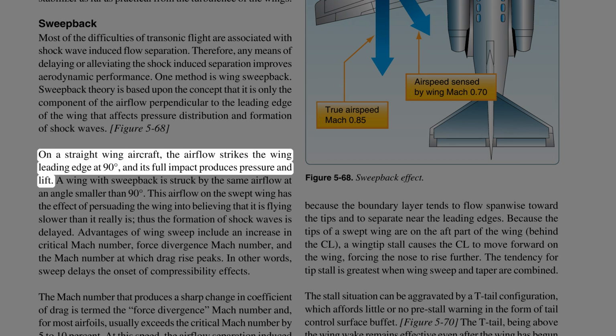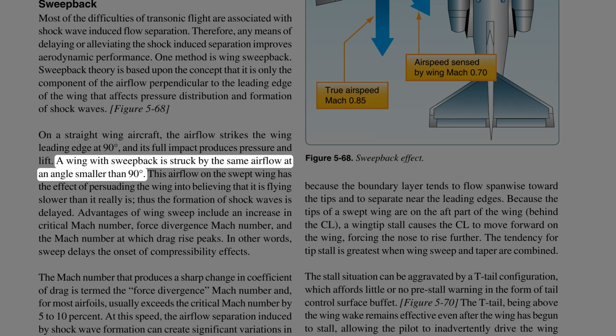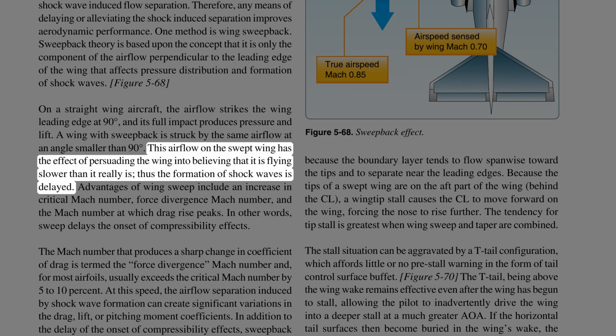On a straight-wing aircraft, the airflow strikes the wing leading edge at 90 degrees, and its full impact produces pressure and lift. A wing with sweepback is struck by the same airflow at an angle smaller than 90 degrees. This airflow on the swept wing has the effect of persuading the wing into believing that it is flying slower than it really is. Thus the formation of shock waves is delayed.